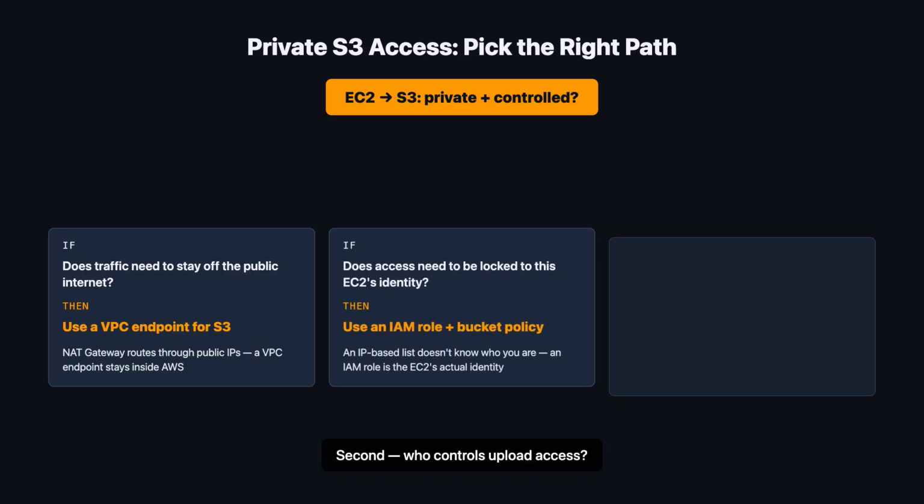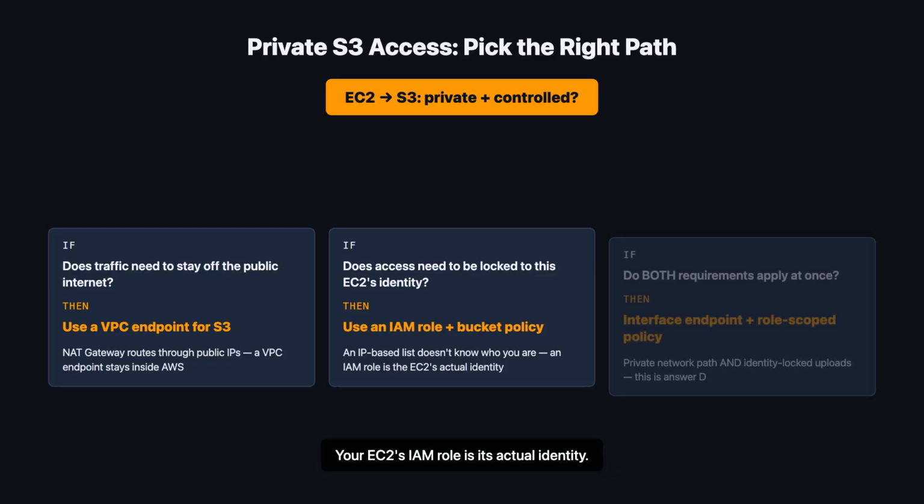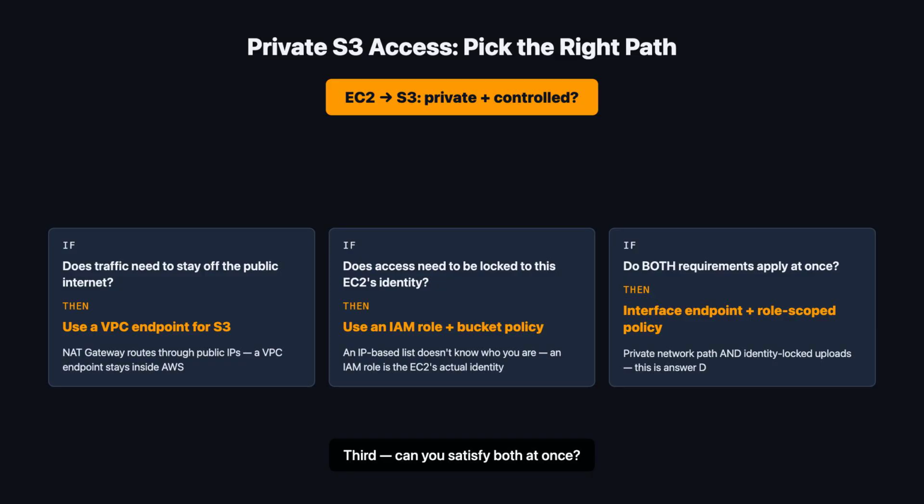Second, who controls upload access? S3 access control lists tied to an IP address are brittle. Your EC2's IAM role is its actual identity. Third, can you satisfy both at once? Yes. An interface VPC endpoint routes traffic privately. Then a bucket policy locked to that IAM role controls who can upload. That's the combination. That's answer D.